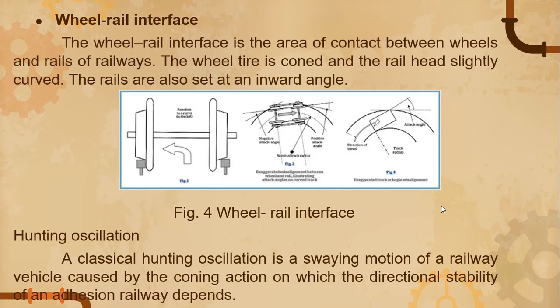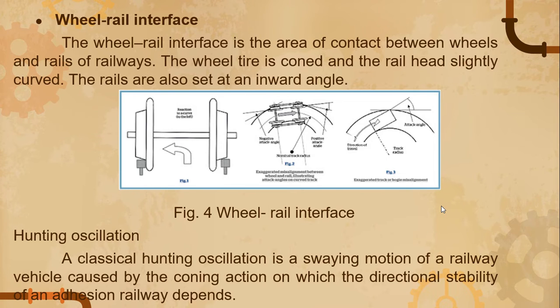The surface of a wheel that rests on the rail is known as the tread. Wheels may have either a single flange on the gauge side of the rail or two flanges, one on each side of the rail. So under wheel-rail interface, we have hunting oscillation.